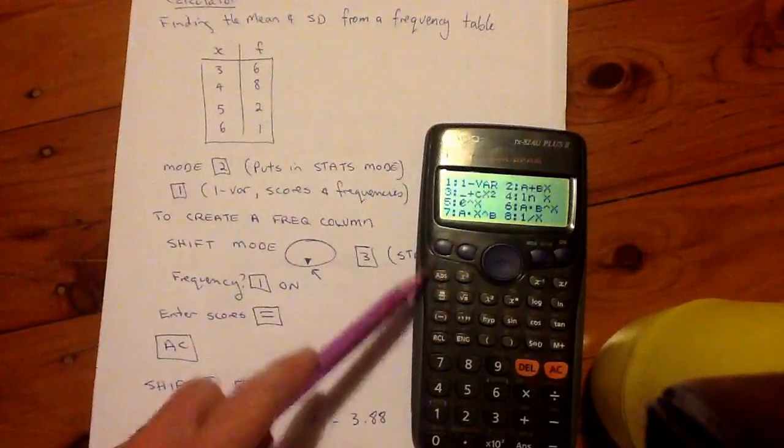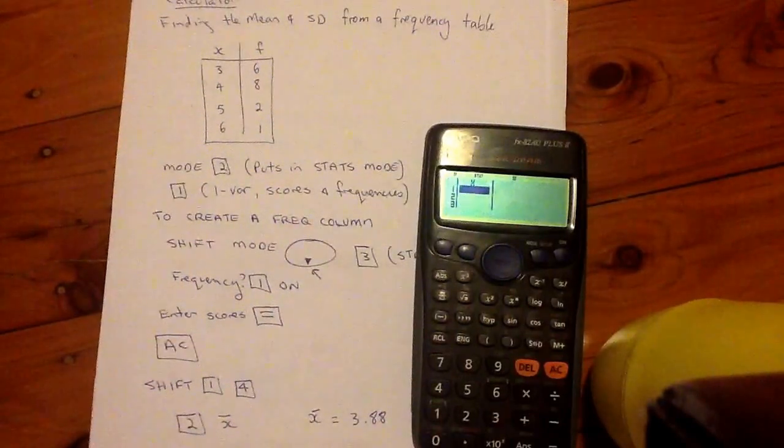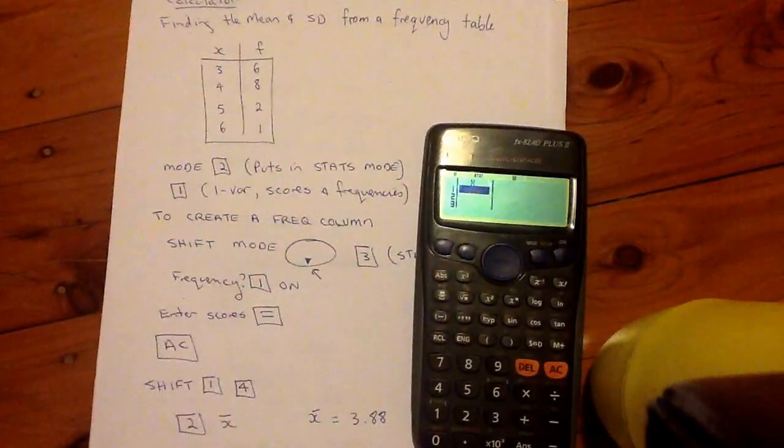So we need to press one variable. So we press number one variable. At the moment you can see that it's just in where we enter the raw scores. We need to create a frequency column.